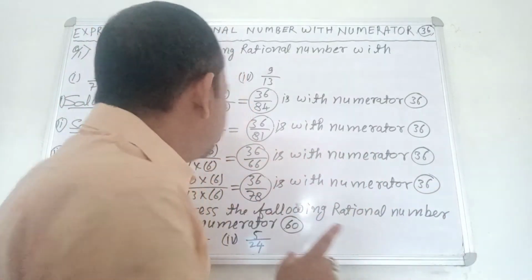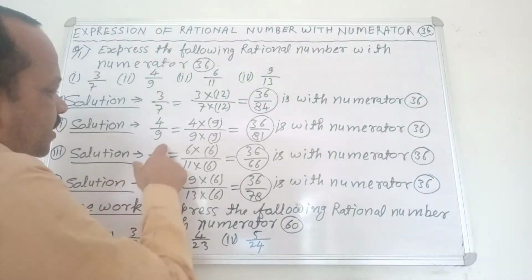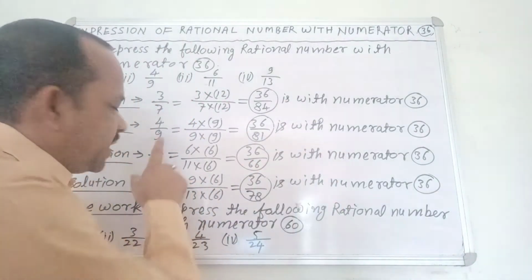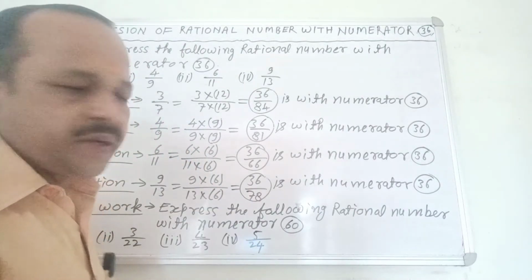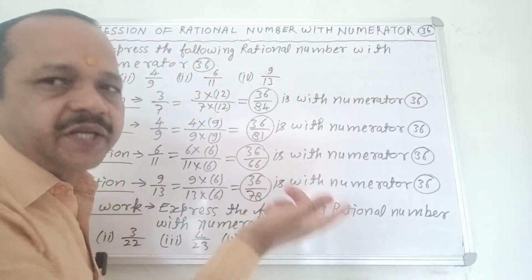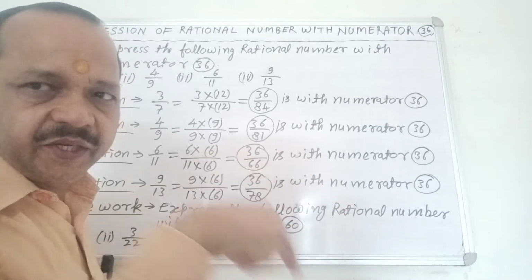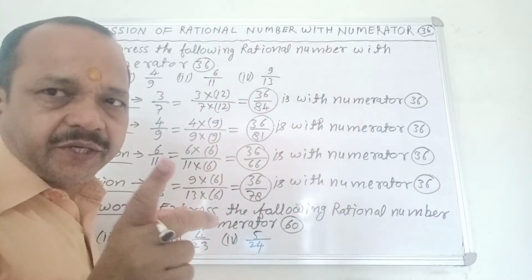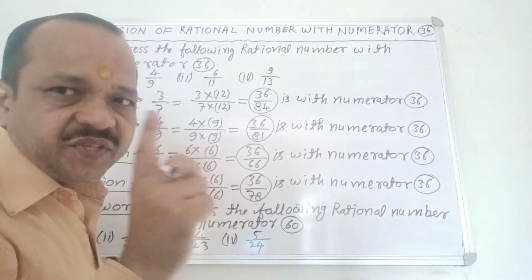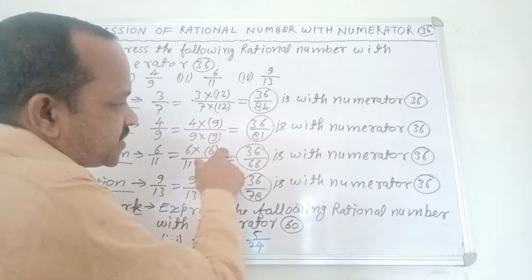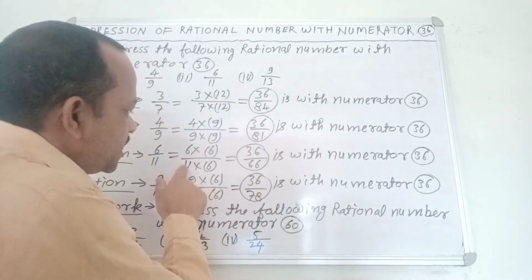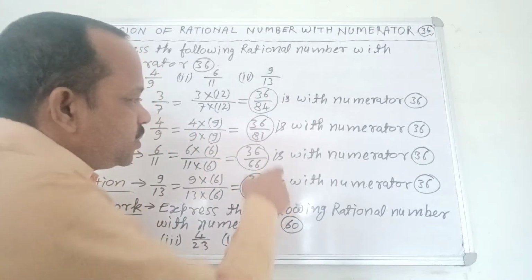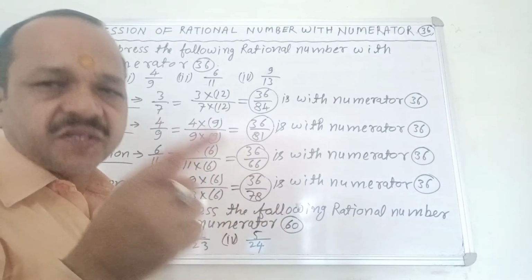See the board. Solution third, 6 by 11. Here numerator is 6, denominator is 11. You convert 6 into 36. So you multiply by 6 on both numerator and denominator. Clear? No confusion? 6 times 6 becomes 36. 11 times 6 becomes 66. You find 36 by 66.